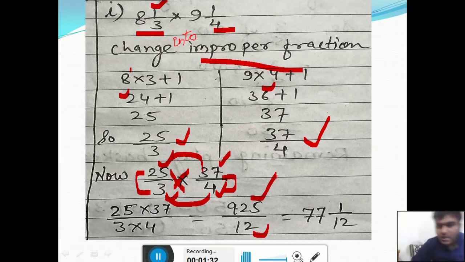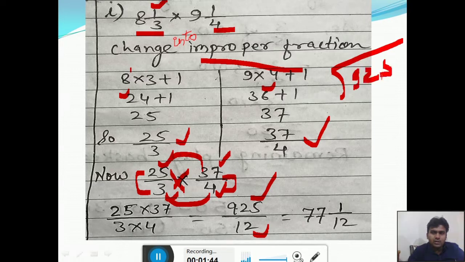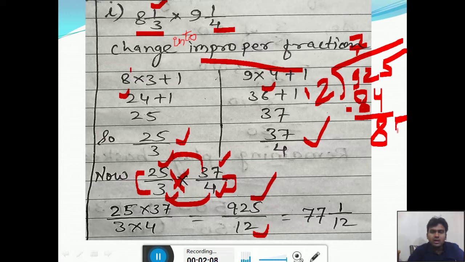Now you just change this 925 upon 12 into a mixed fraction. How to change that, you already know. Write down the numerator 925 inside here, and then 12 here. Now read the table of 12. So 12 7s are how much? 84. Now you will get from here 92 minus 84 equals 8. Now again you will get here 85.